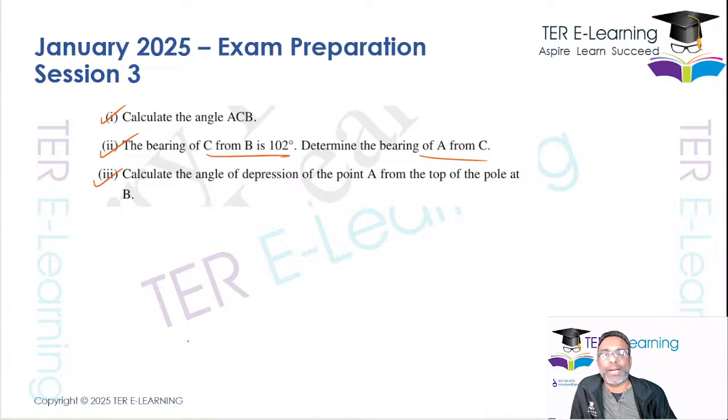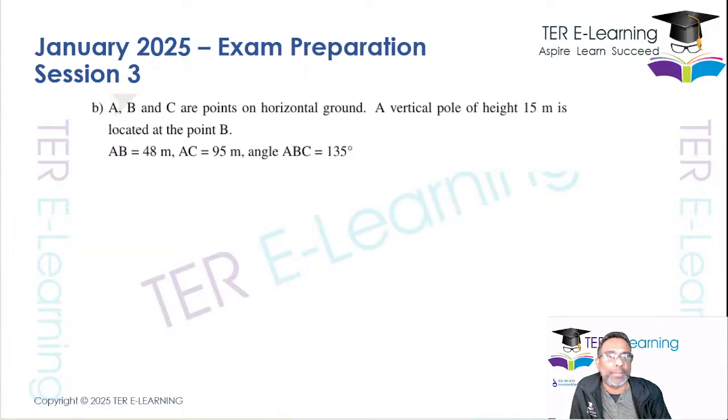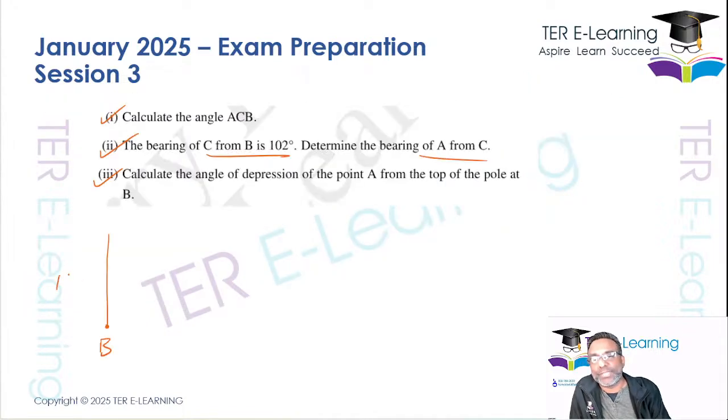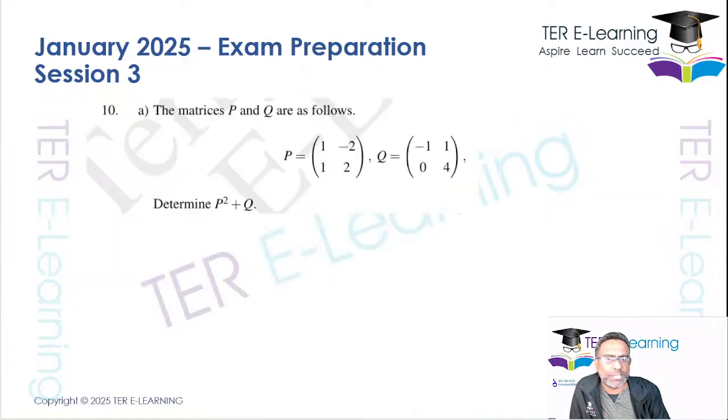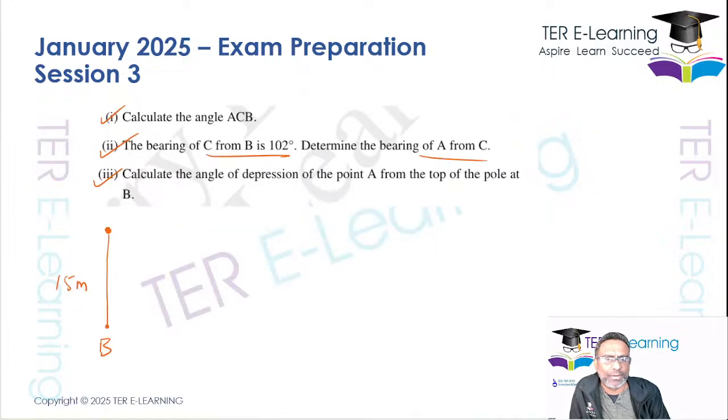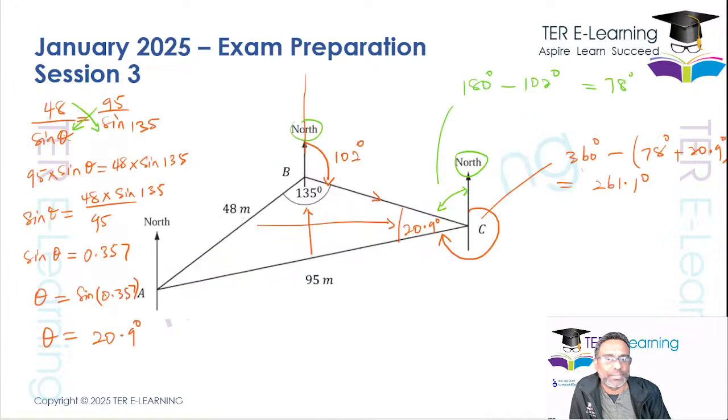And the next part: calculate the angle of depression of the point E from the top of the pole at B. So let's draw a side profile here. This is the point B here. How tall was the pole? The pole was 15 meters high, so this here is 15 meters high, as a pole.